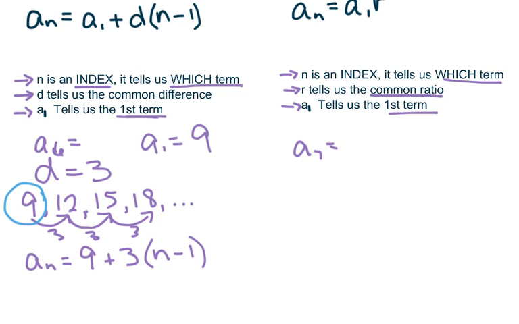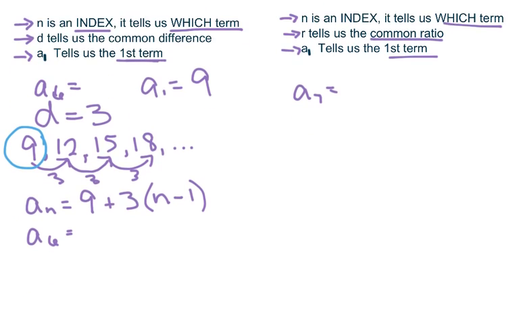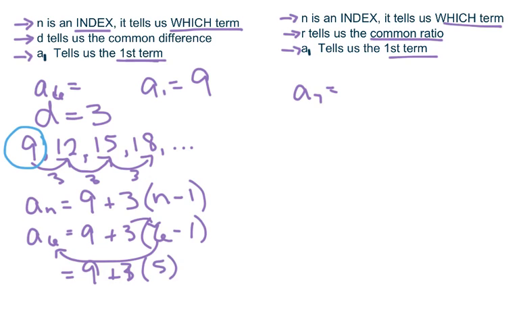But I can use this to find a of 6. 9 plus 3 times, what was my n? It's that little number right there, 6 minus 1. So 9 plus 3 times 5. 9 plus 15 is 24. So my sixth term would be 24.